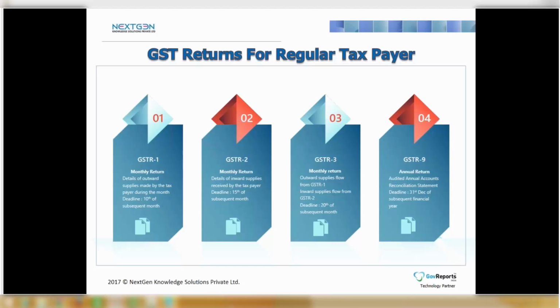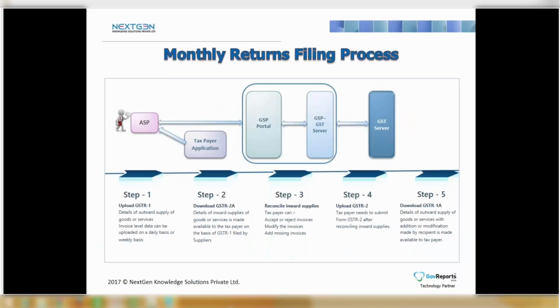Then there is an annual return, which is known as GSTR 9. This needs to be filed along with the audited annual accounts and reconciliation statement, and the deadline for filing the annual return by the taxpayer is 31st December of the subsequent financial year. So you will please note that there is a window of about 9 months made available to the taxpayer for the purpose of reconciliation of mismatched data in the preceding 12 months.